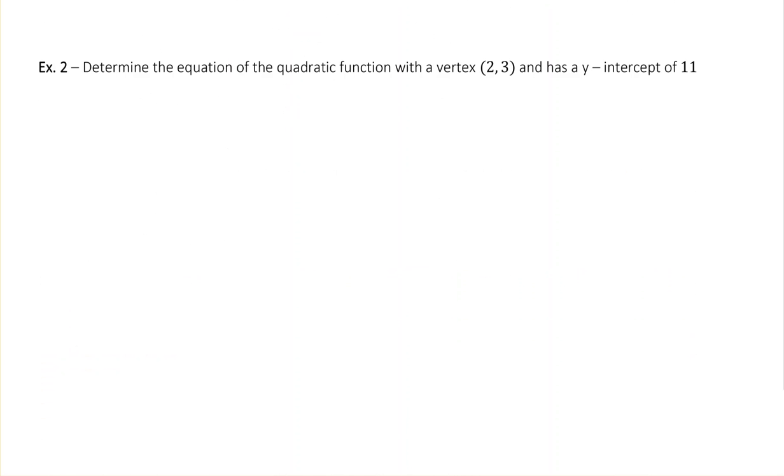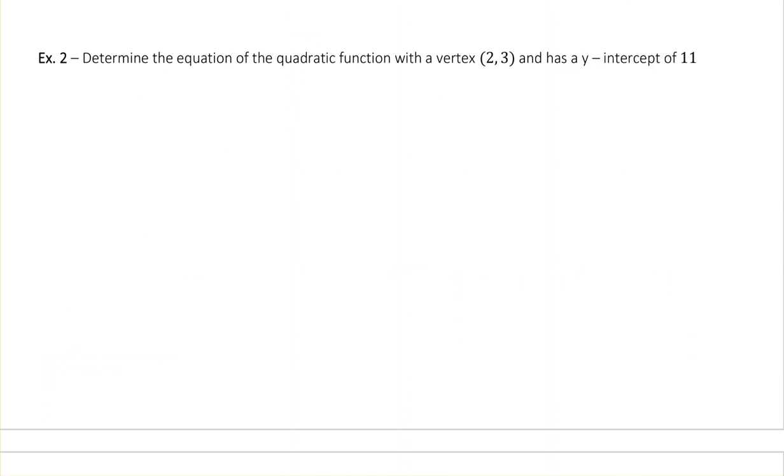Okay, this is a question involving one of the intercepts. Determine the equation of the quadratic function with a vertex (2, 3) and a y-intercept of 11. So this point right here, remembering, is (0, 11), because any y-intercept has an x value of 0. So the same thing, you're going to want to start with your general form for a vertex form quadratic.